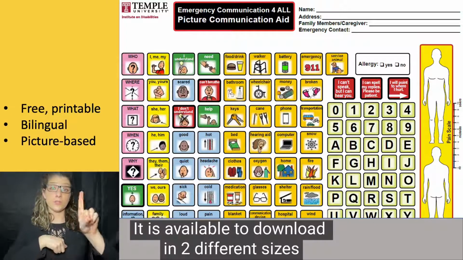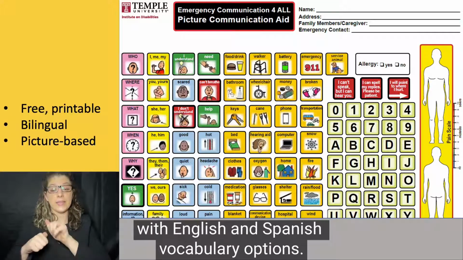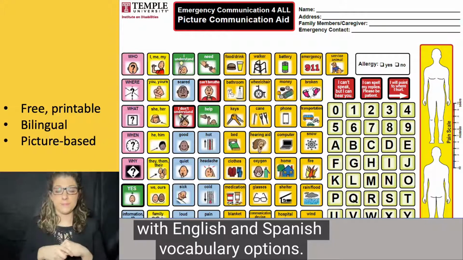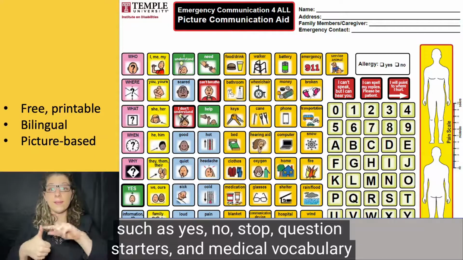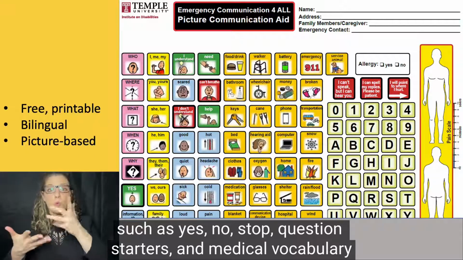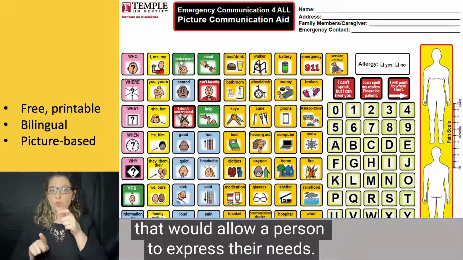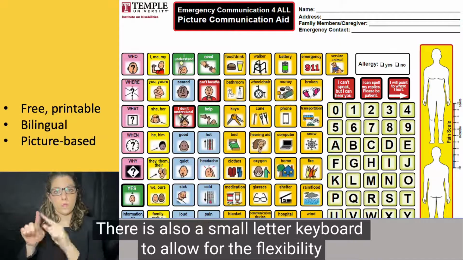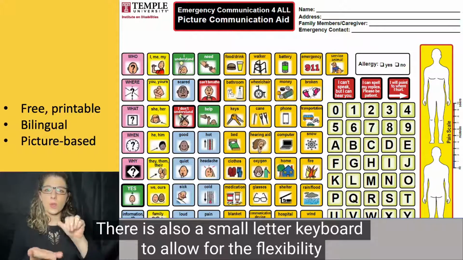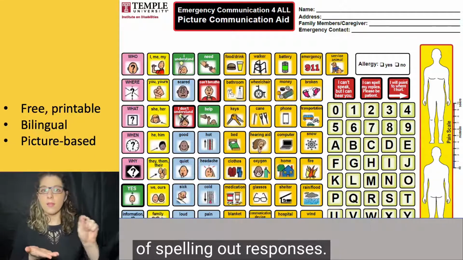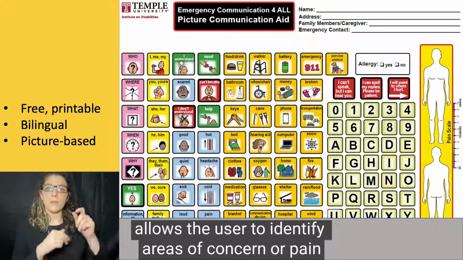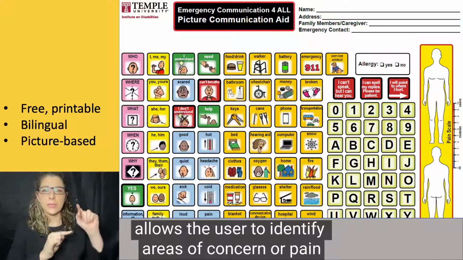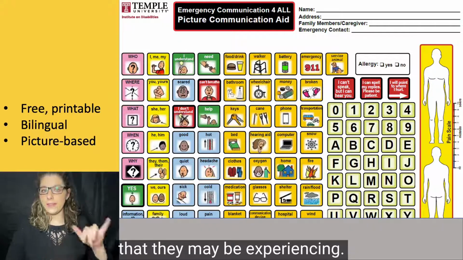It is available to download in 2 different sizes, with English and Spanish vocabulary options. The communication aid has pictures of important words such as yes, no, stop, question starters, and medical vocabulary that would allow a person to express their needs. There is also a small letter keyboard to allow for the flexibility of spelling out responses. Finally, on the far right side, a diagram of a body allows the user to identify areas of concern or pain that they may be experiencing.